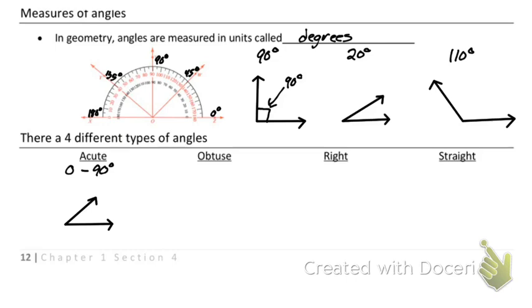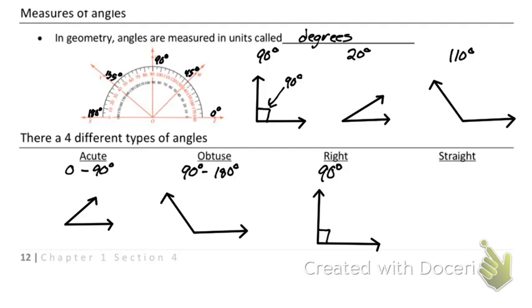Obtuse. Bleh. He's obtuse. He's going to look like that. So he's going to be bigger than 90 degrees. So we're talking 90 degrees to 180, not including 90 and not including 180, just like acute wouldn't include 0 because that'd be just a line. Right angle, that's exactly 90. And don't forget your symbol. Whenever I draw a 90-degree angle, you put that box in that corner.